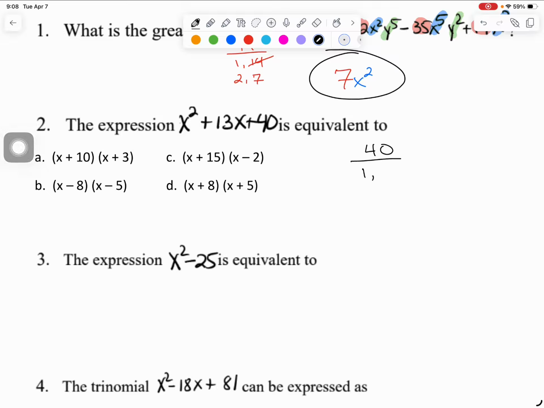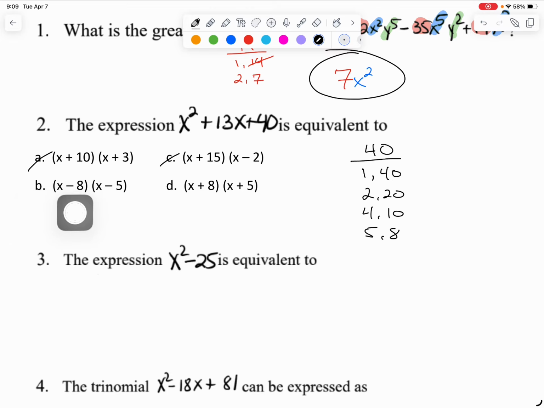Then, when added together, because our c is positive, or our a times c is positive, let's just go ahead and write these out real quick. When added together, they equal our b value of 13. 10 times 3 is 30. It's not 40, so we can't use A. 15 times negative 2 is negative 30. So again, we can't use C there.